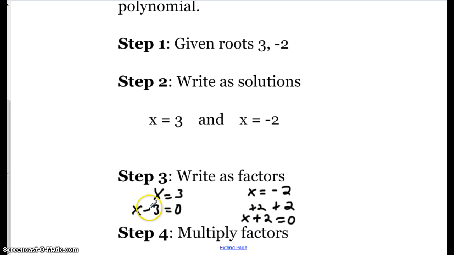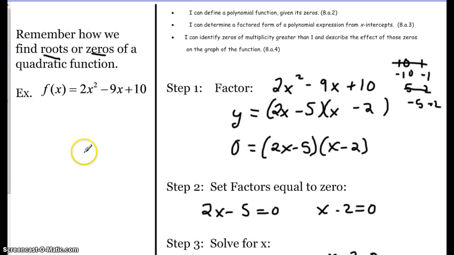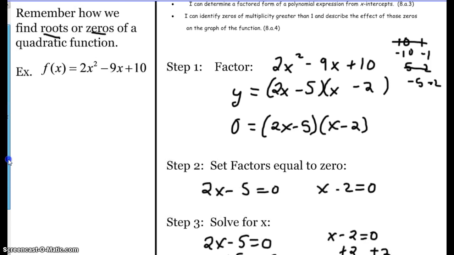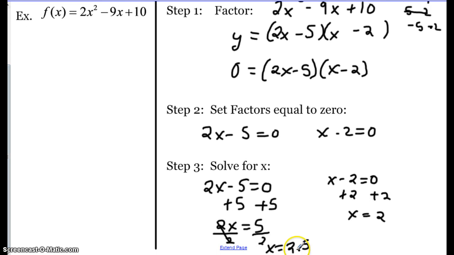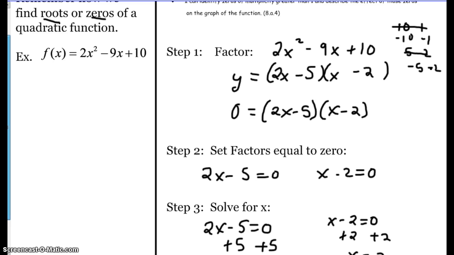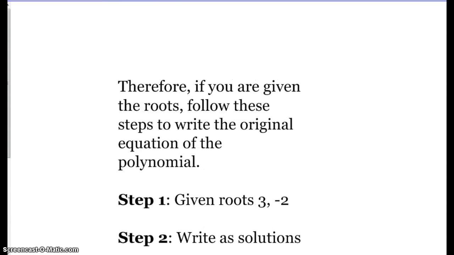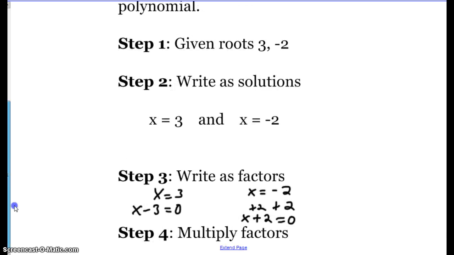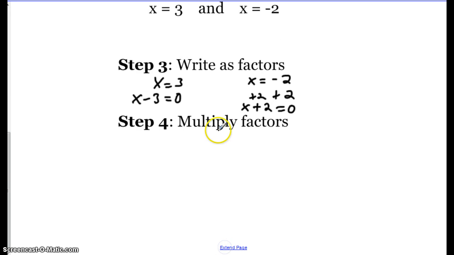So now we have our 2 factors. Remember, we're just doing the reverse of what we did here. So we went from here, wrote them as factors, and now we're going to go up to our last step and multiply them. So here we wrote them as factors. Our last step is to multiply the factors and set it equal to y.